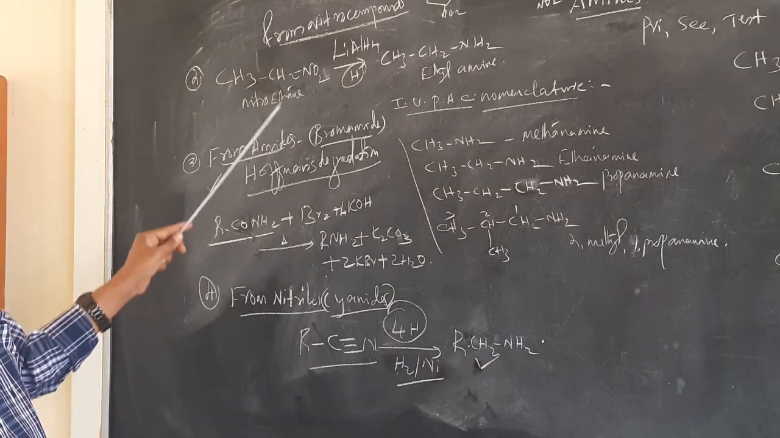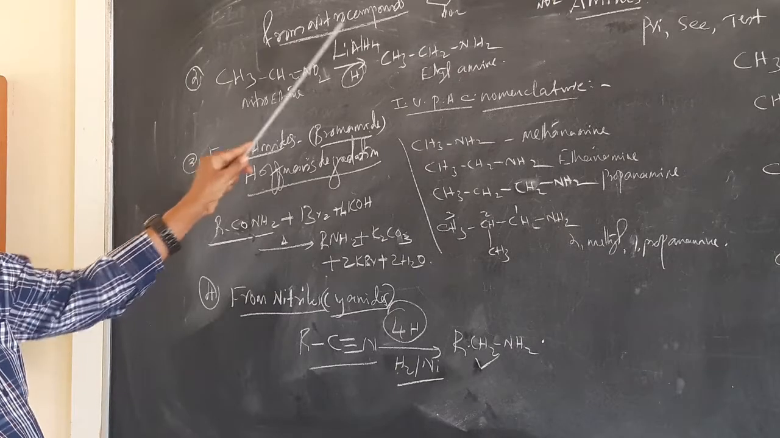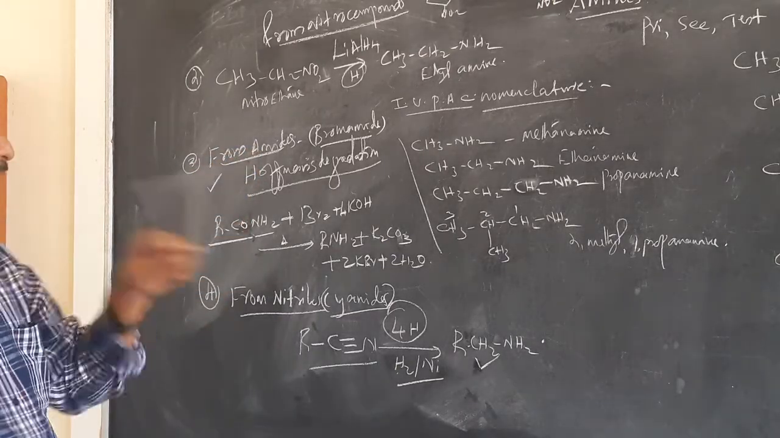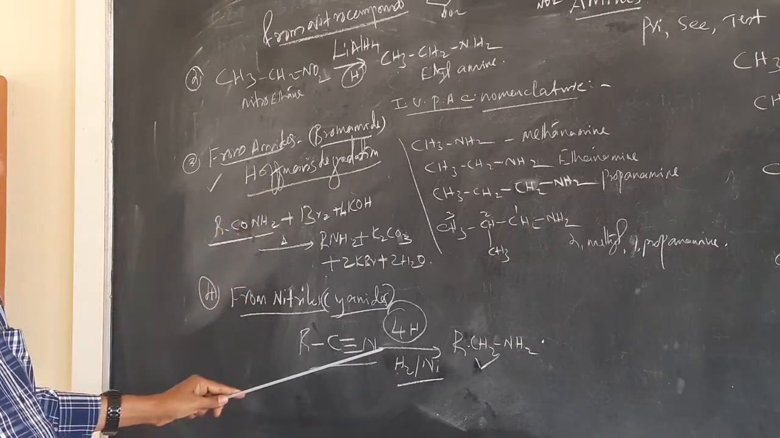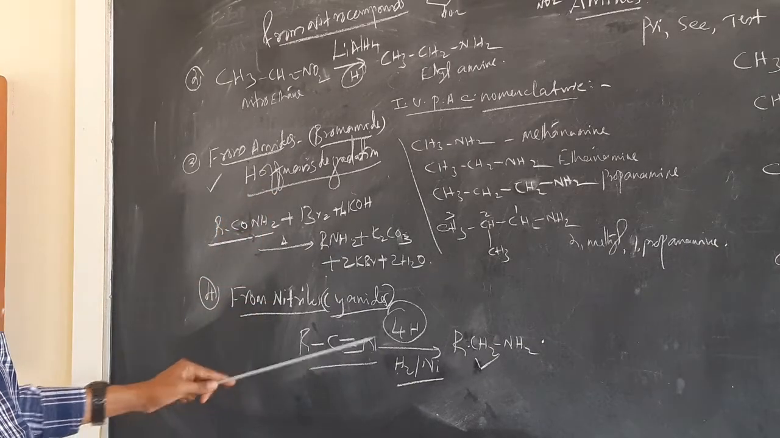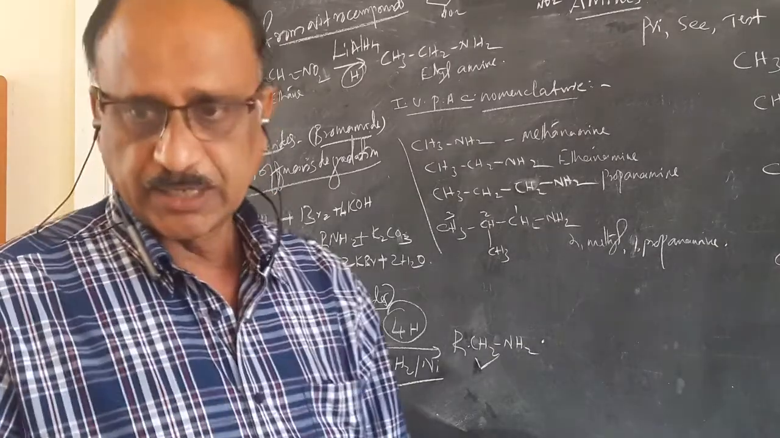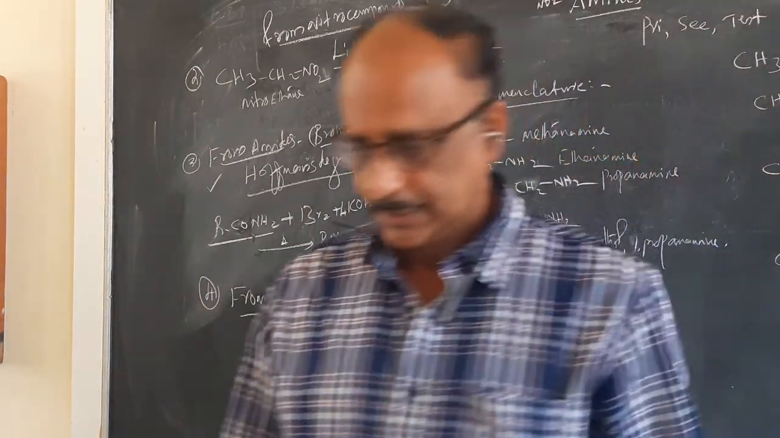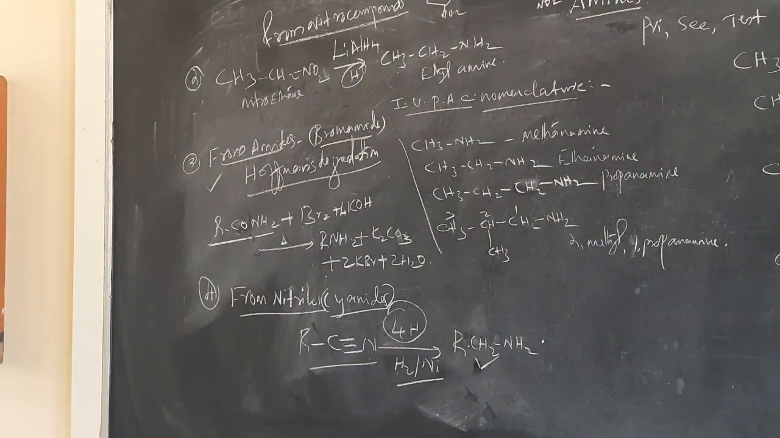So I can say there are two reduction reactions: from nitro compounds and from nitriles. Let me show the reactions near to your eyes so that you can see them and understand the reactions in a broader manner.